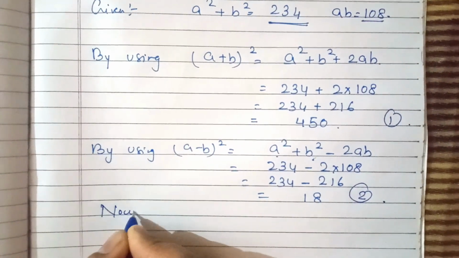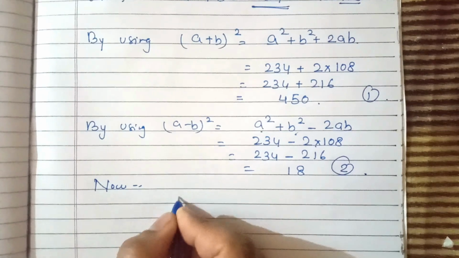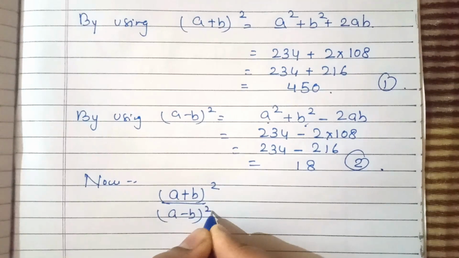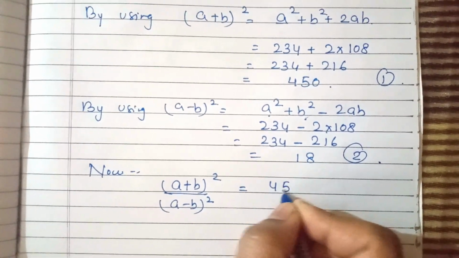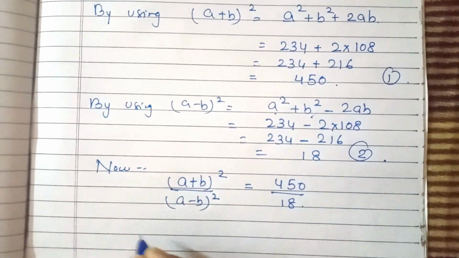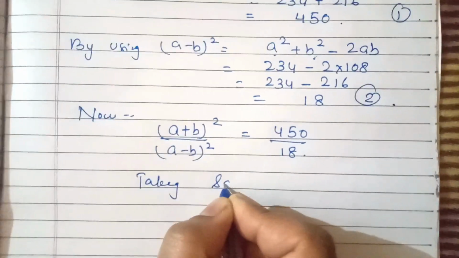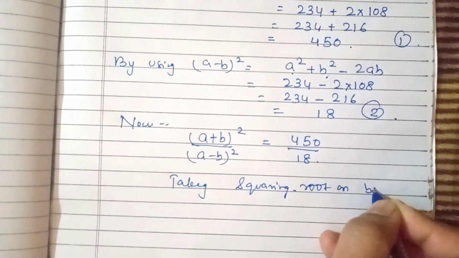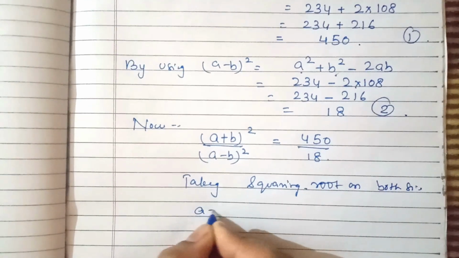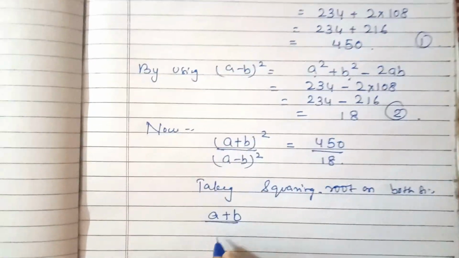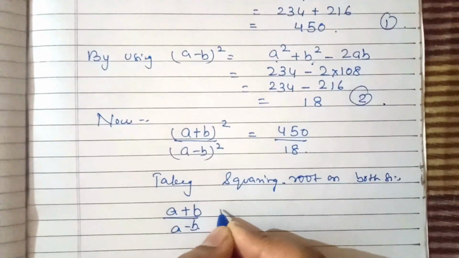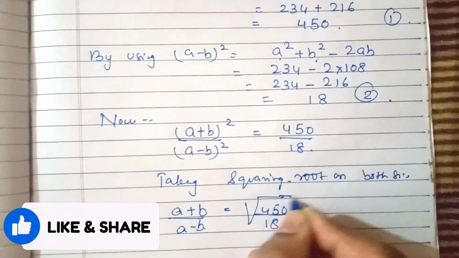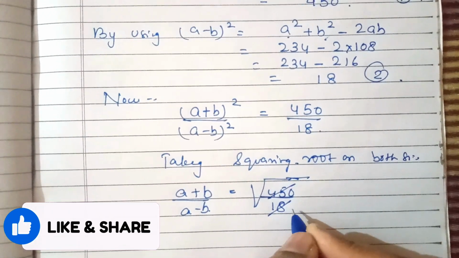Now we are going to divide equation 1 by 2, that is (a plus b) whole square upon (a minus b) whole square is equal to 450 upon 18. Now taking the square root on both the sides, the square will get cancelled, so we will get (a plus b) upon (a minus b) is equal to the square root of 450 upon 18. You can simplify it more, it will go by 9.